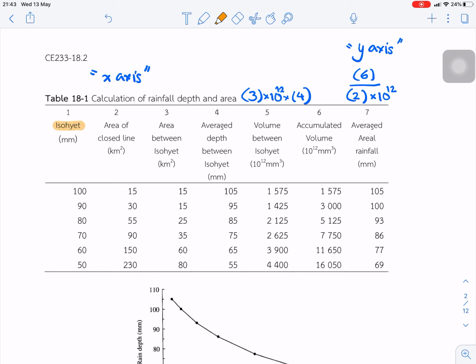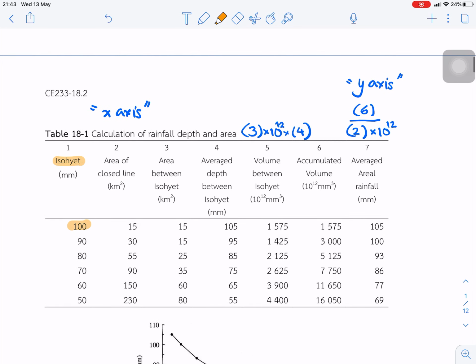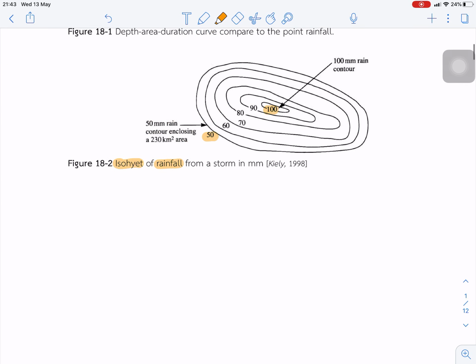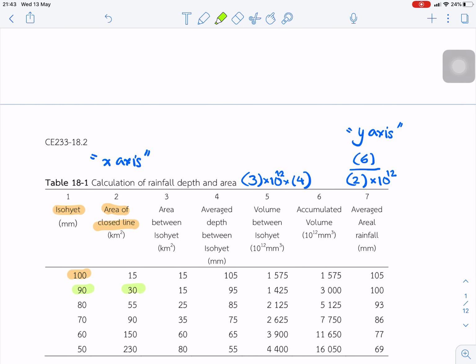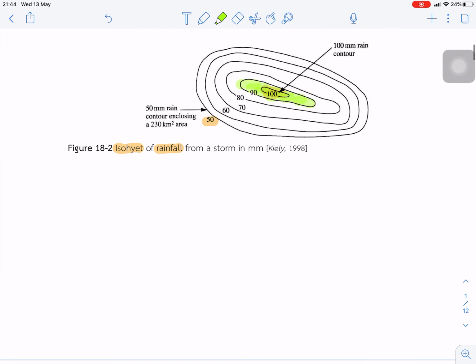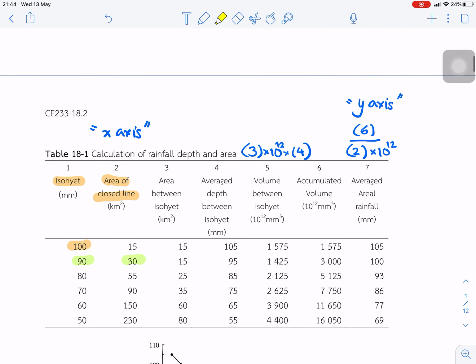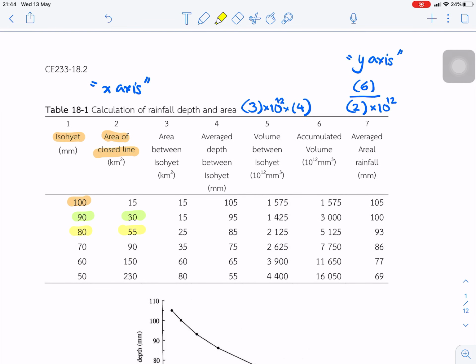At the isohyet of 100 millimeters, we find the area for the closest line for 100 millimeters. So this is the area for something like this. And then for the 90 millimeters, we find the area covering this area and put it in here, about 30 square kilometers. And next for the 80, we find the area for the 80 millimeters. So we measure, plot and write in the area of the closed line. For the 50, for the whole area, it is about 230 square kilometers.